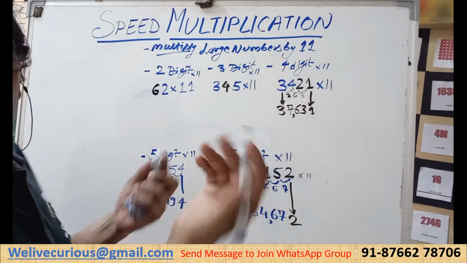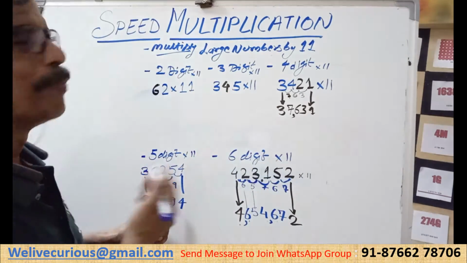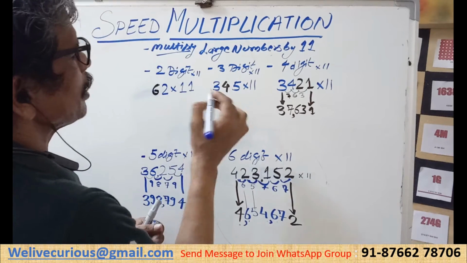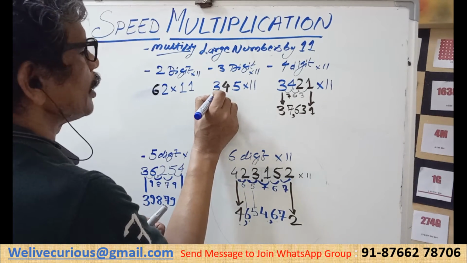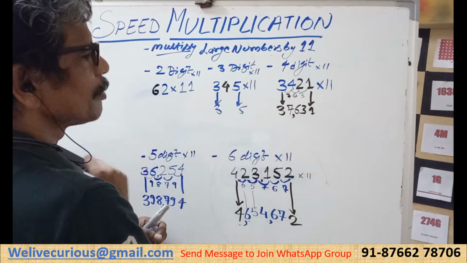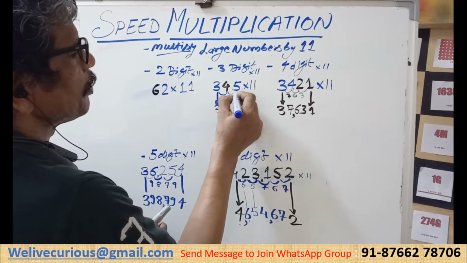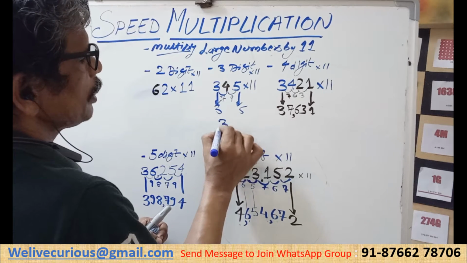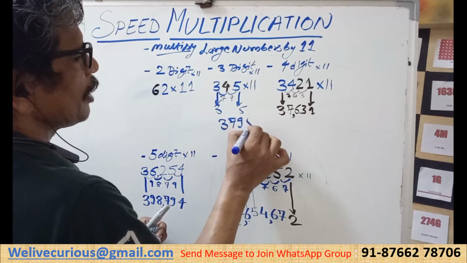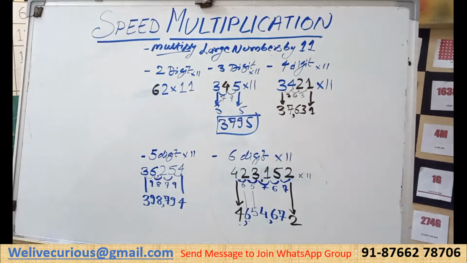Okay, now 3 digit. Now when you have done 6 digits, what is this for you? But anyway, we will do it just for the sake of explanation and clarity. We drop 3 as it is, we drop 5 as it is. 3 and 4, 7, 4 and 5, 9. Now you see 3, 7, 9, 5. 3795 is the answer, but we would still check it.